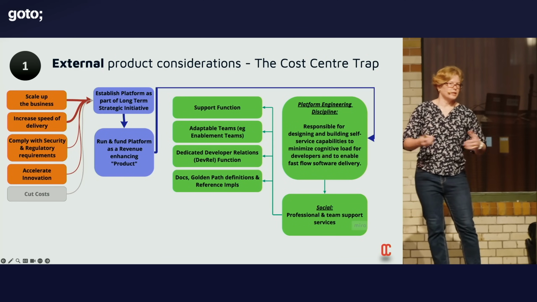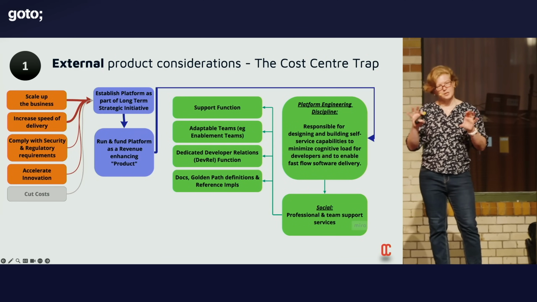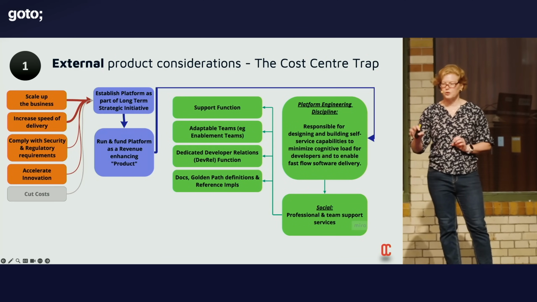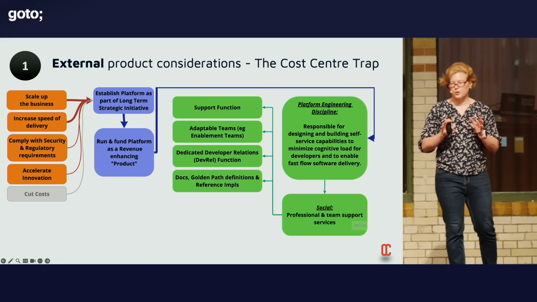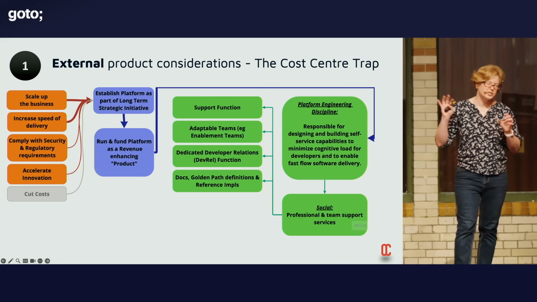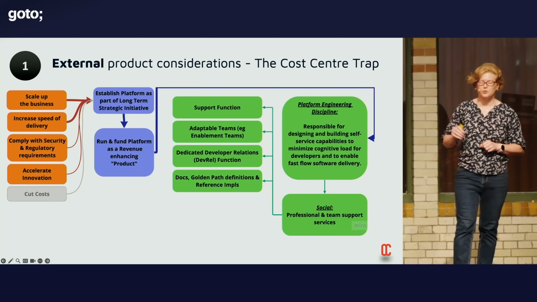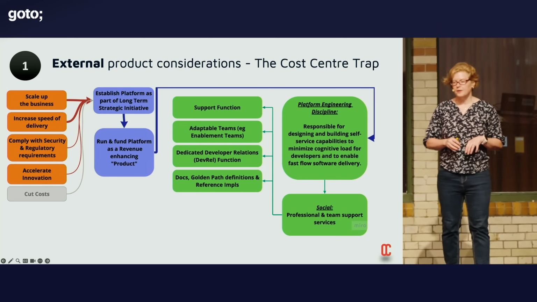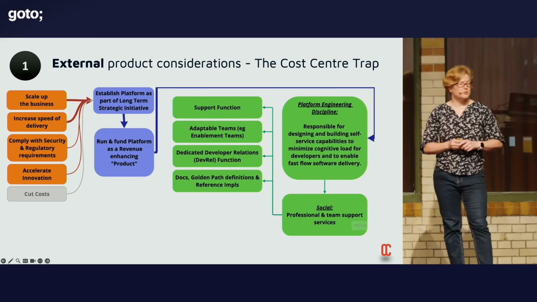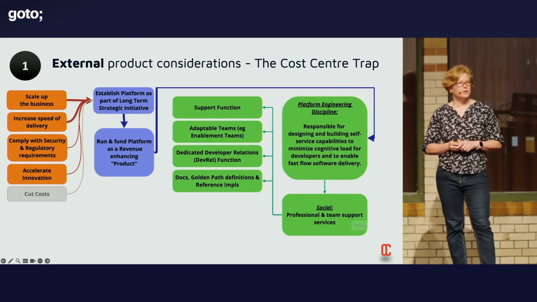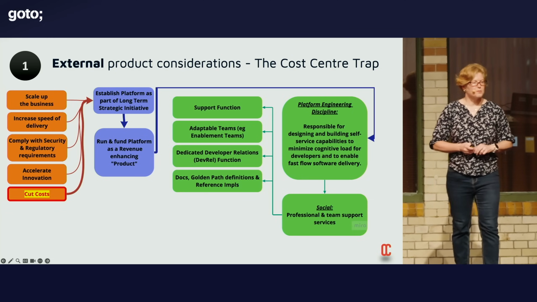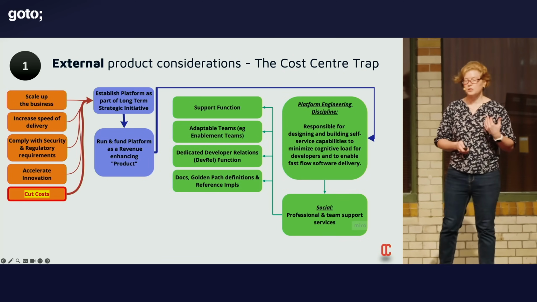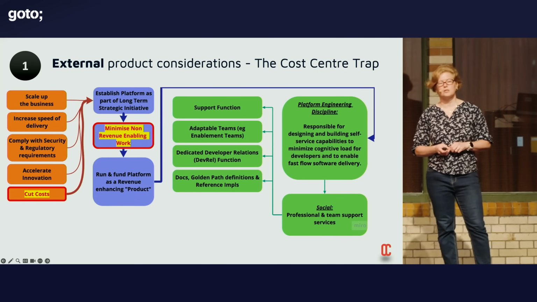So what does this look like in practice? We're going to go back to this sub-portion of that flow that I showed you before. We've got our business drivers on the left, we've got our ideal platform on the right and our decisions in the middle. So in this particular case, we've recognized we need to establish a long-term initiative, and we're running our platform as a product.